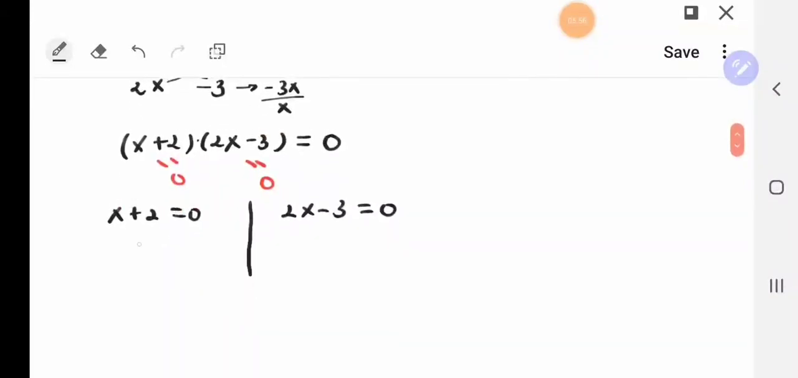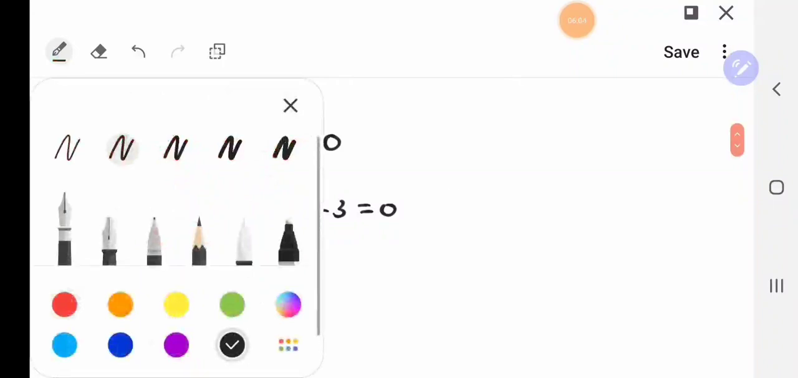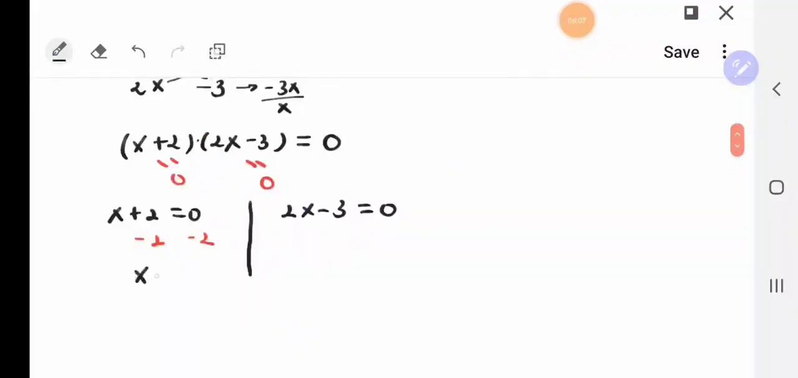From the first factor, subtract 2 from each side. Then x equals what? x equals negative 2. So we have one of the solutions for x. And from the second equation, add 3 to each side, then 2x is equal to 3, and divide each side by 2.